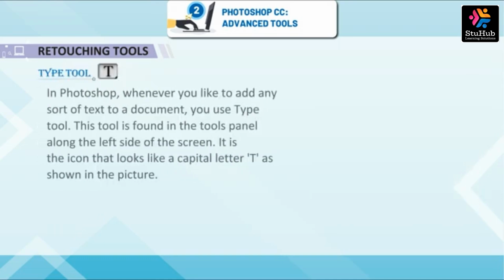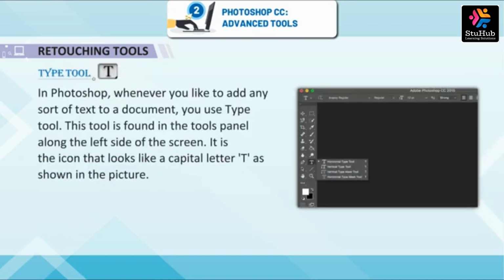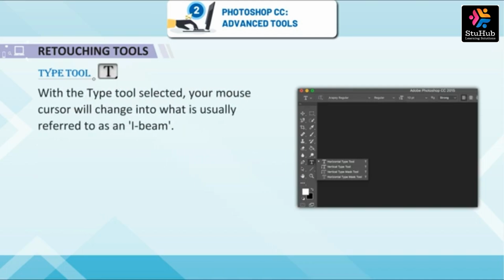Type tool. In Photoshop, whenever you would like to add any sort of text to a document, you use the Type tool. This tool is found in the Tools panel along the left side of the screen. It is the icon that looks like a capital letter T as shown in the picture. With the Type tool selected, your mouse cursor will change into what is usually referred to as an I-beam.